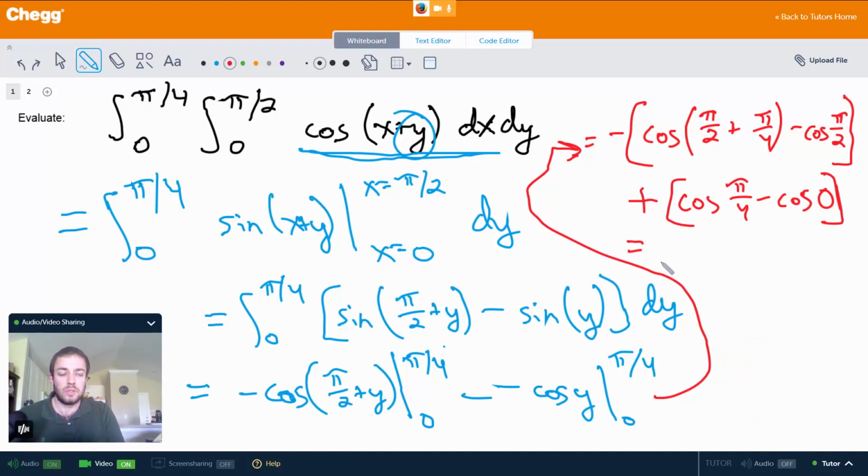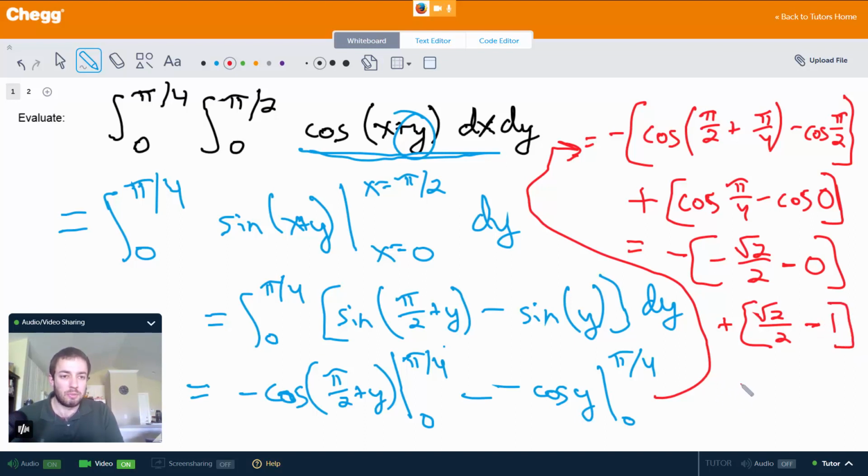So if we think about the unit circle, the cosine of 3 pi over 4 is going to be negative. So we saw this minus sign out here from here. And then the cosine of 3 pi over 4 is negative root 2 over 2. Right? And then minus the cosine of pi over 2, that's just 0. And then plus the cosine of pi over 4. So the cosine of pi over 4 is root 2 over 2. And the cosine of 0 is 1.